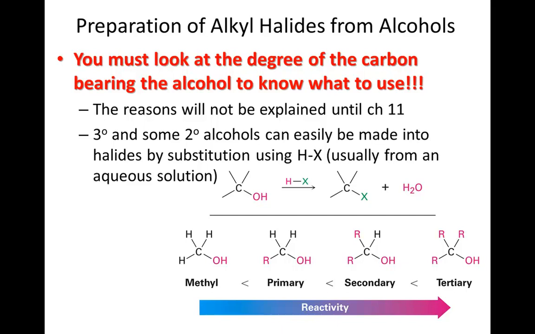For now, what you need to know is that if you have a tertiary alcohol and some of the secondary alcohols, all you need to do is use HX, and X is our shorthand notation for halogens. So HCl, HBr, HI. You can just use an aqueous solution of the acid, shake it up with the tertiary alcohol, and you can make the alkyl halide. And they have this chart on here to tell you this works best with tertiaries. Some of your secondaries are going to work, but the primaries and the methyl alcohol just don't work. And like I said, we'll figure out why that is a little later.